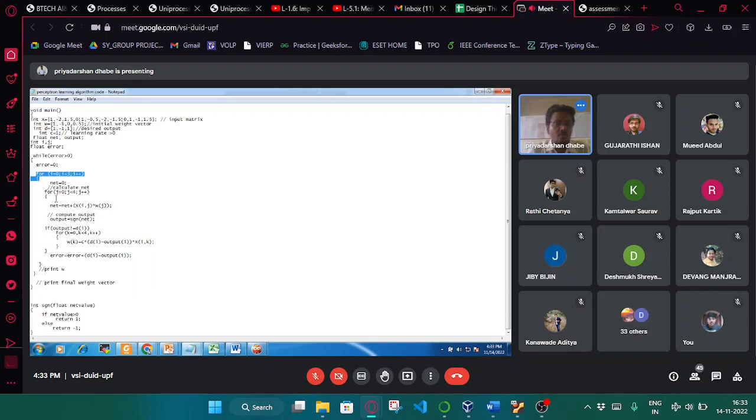When we complete one iteration of the for loop, that error is called a cycle error. When cycle error is 0, it means all the actual outputs computed by the neuron are the same as the desired outputs. So if at the end of this cycle, or one epoch, we get error as 0, then we come out of this while loop, and we can print the updated weight vector.